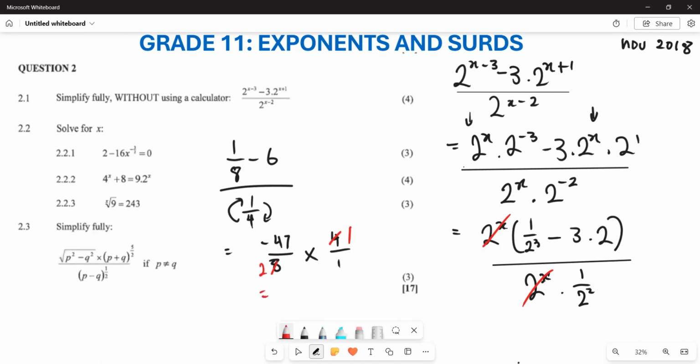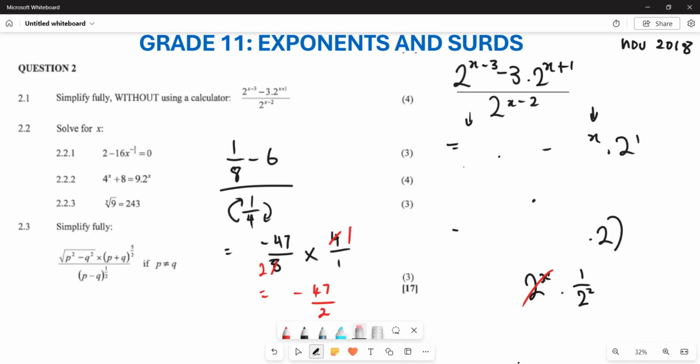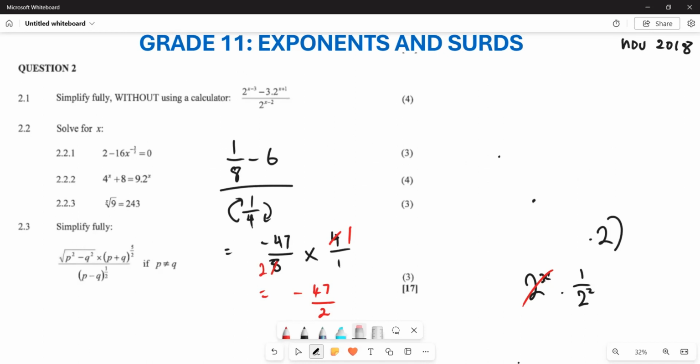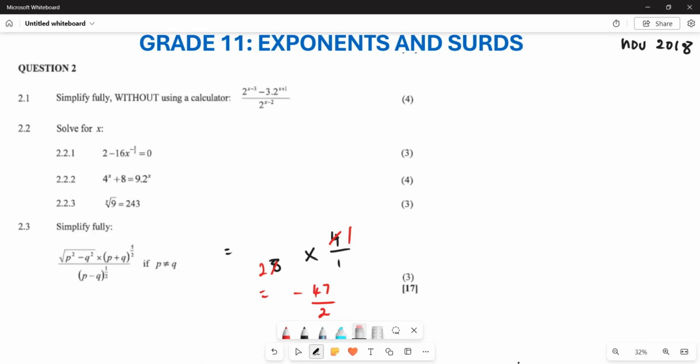So which means the answer that you're going to be having is going to be negative 47 all over 2 altogether. Now that is basically going to be the first question, right? Now let's go to your 2.2.1 and see. In that one specifically, what is it that you are going to do to solve that particular question?